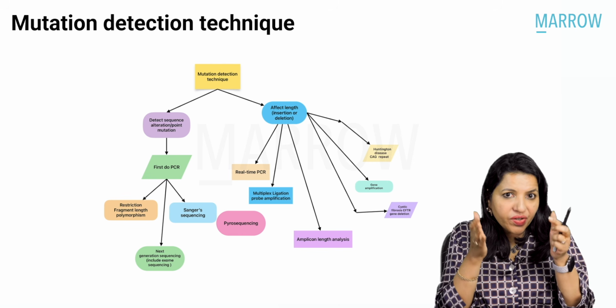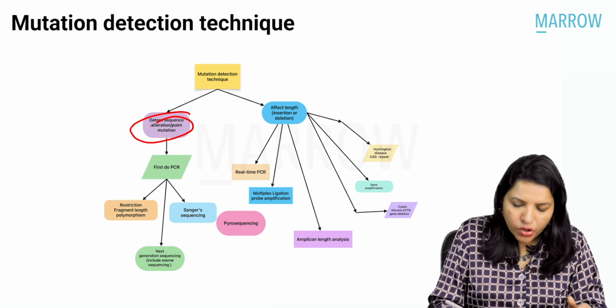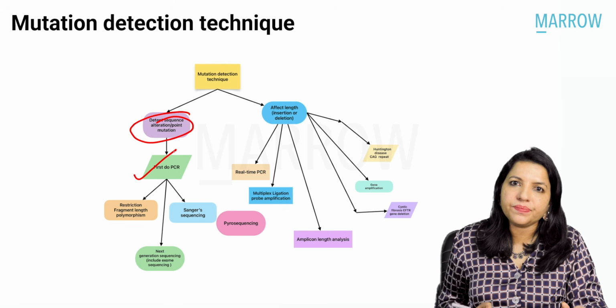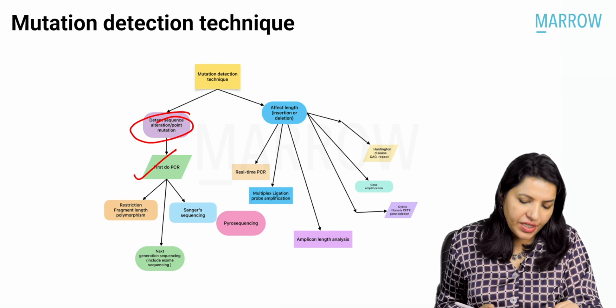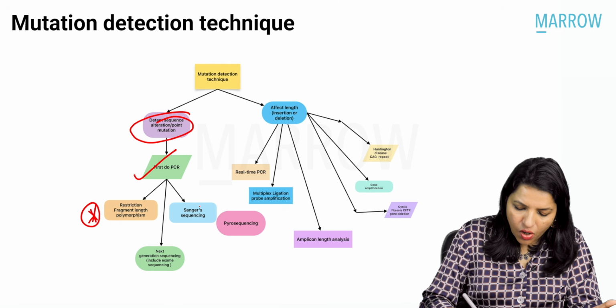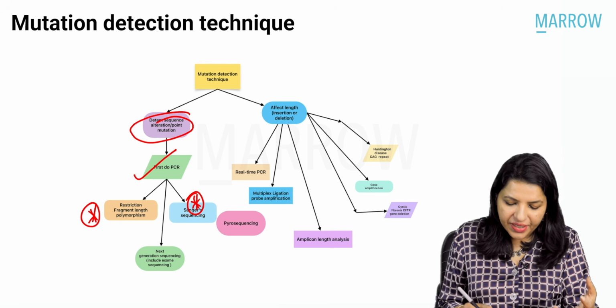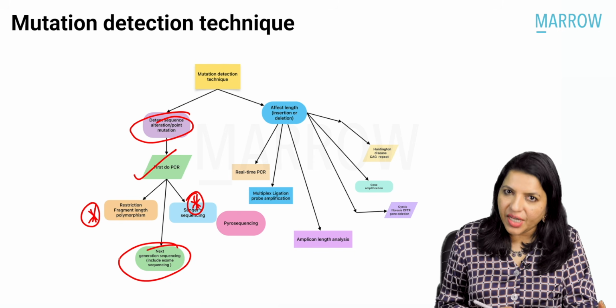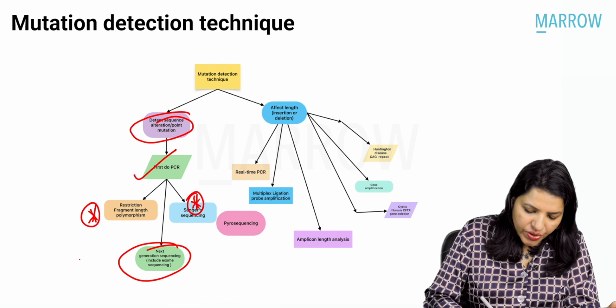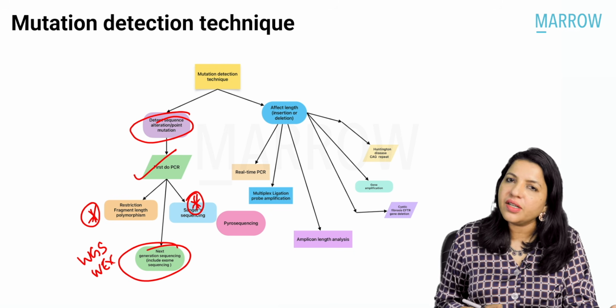Right. So if it is a point mutation, then we have to first do a PCR. Then what are the techniques that we can use? A restriction fragment length polymorphism or Sanger sequencing can be used, or a latest technique like next generation sequencing can be used. Next generation sequencing includes whole genome sequencing, whole exome sequencing, like that.